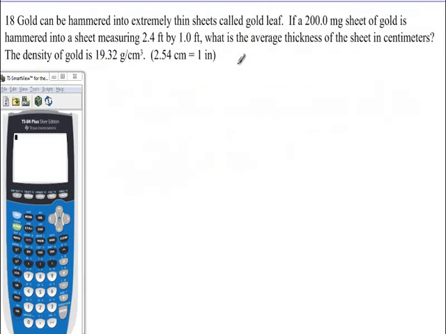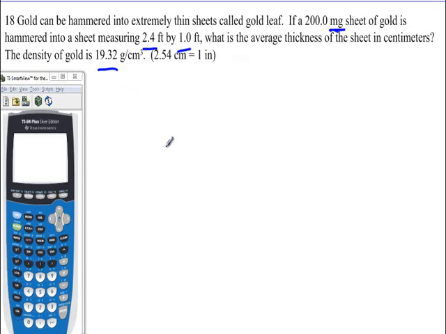Gold can be hammered into extremely thin sheets called gold leaf. You actually will see this on some state capitals, where it looks really gold, and in fact it's just a really, really tiny, almost an atom thick sheet of gold that's been finely hammered really thin. If I have a 200 milligram sheet of gold hammered into these dimensions, 2 foot by 1 foot, what is the average thickness of the sheet in centimeters, given that the density of gold is this?